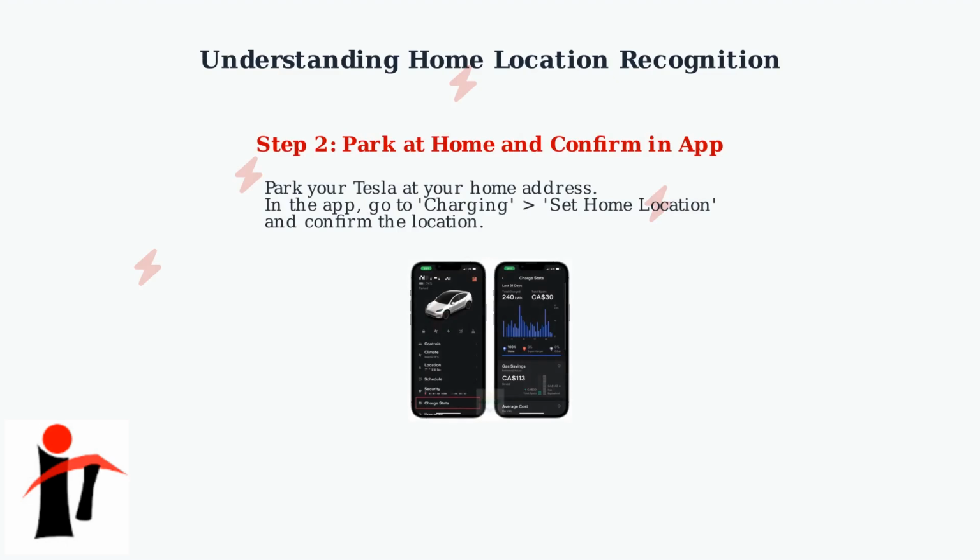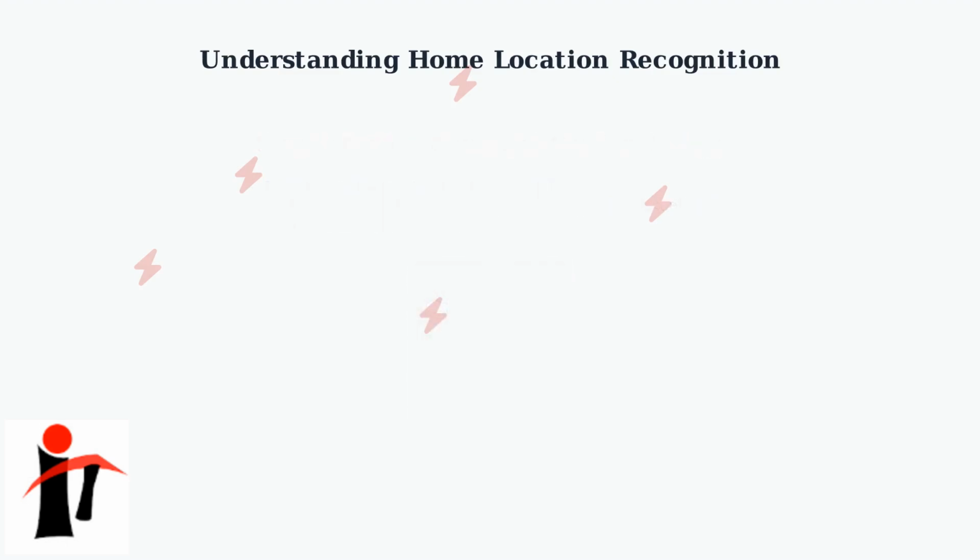Next, park your Tesla at your home address. Open the Tesla app, navigate to the charging section, and select Set Home Location to confirm your current position. This links your home to your account for charging preferences. Keep in mind that urban areas with tall buildings or rural locations with weak GPS signals can interfere with accurate location recognition, leading to setup errors.